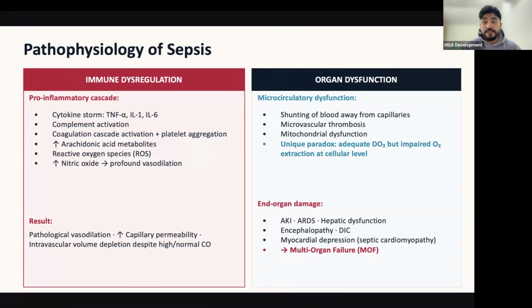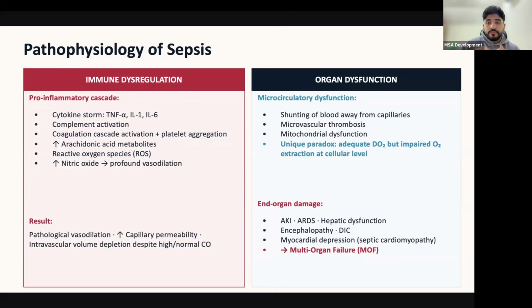Now, how does sepsis happen? First of all, you will have this inflammatory cascade. You'll have this cytokine storm. Again, TNF alpha, interleukin 1, interleukin 6. These are the players, right? They're going to go activate your complement, and then you're going to have this coagulation cascade activated. You have a lot of platelet aggregation. You're going to have this nitric oxide being released like crazy, which is going to do what? The vasodilation. Hence, you're going to have distributive shock.